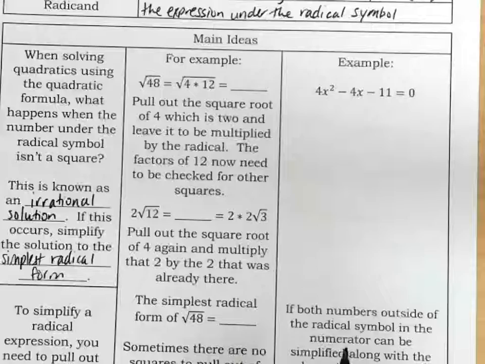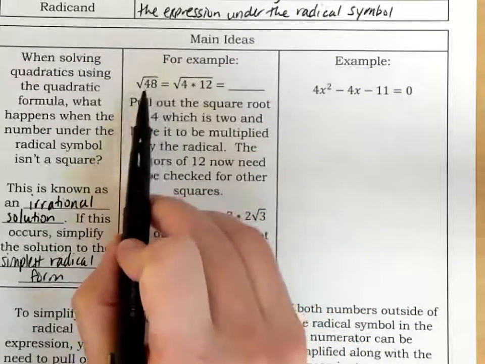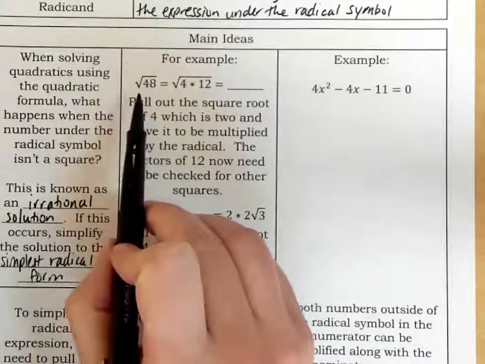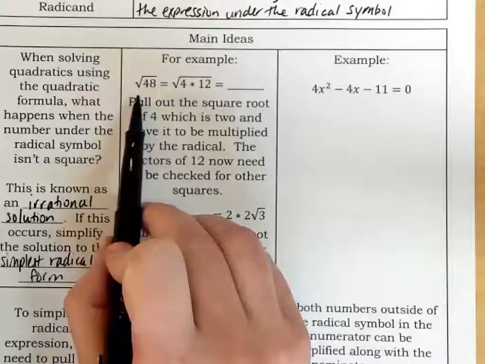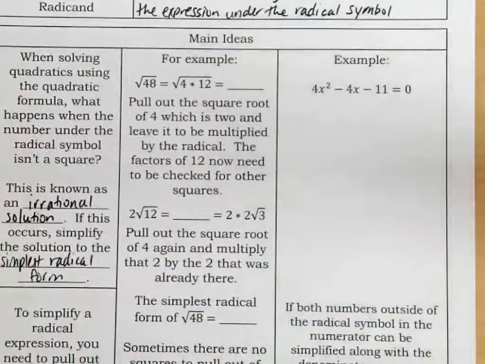So here's an example. If you have the square root of 48, and we try to take the square root of 48, it's not a square. The square root of 49 is, but not the square root of 48. And if we put that in our calculator, we get a number with a decimal that never ends. It doesn't repeat, and it's just an irrational solution.